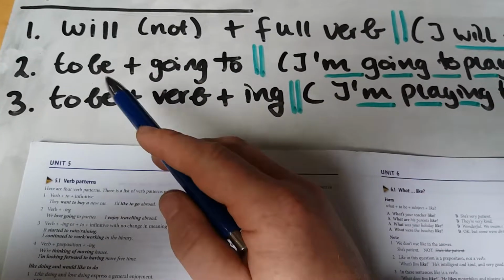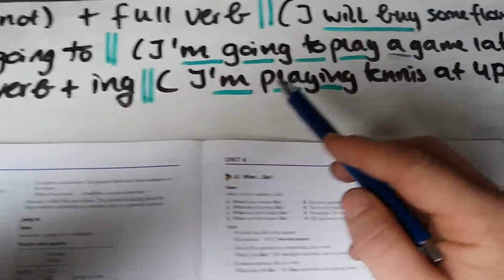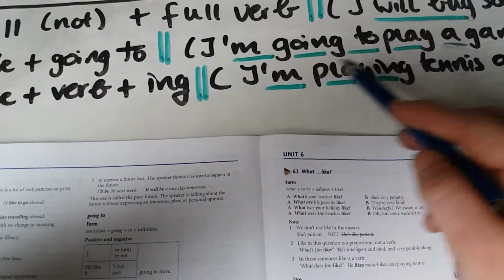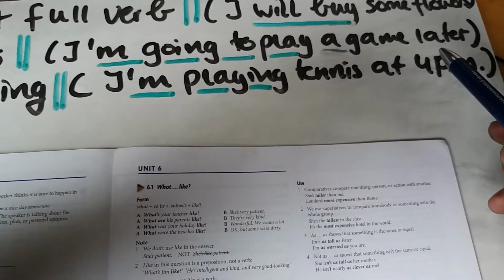The second one is to be plus going to. For instance, I am is a form of to be. I am going to play a game later.